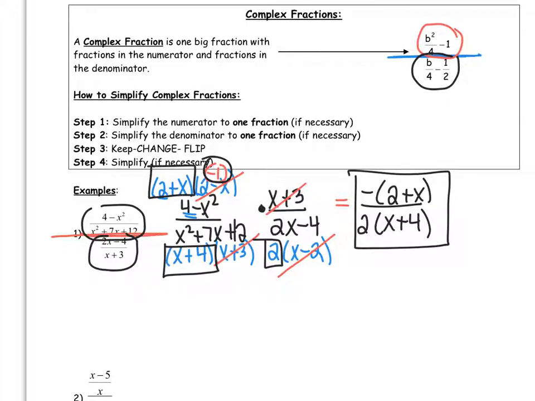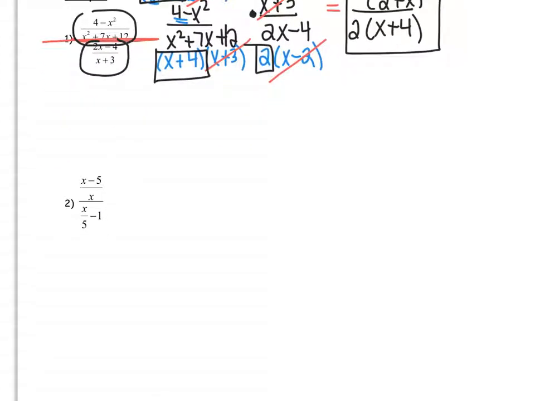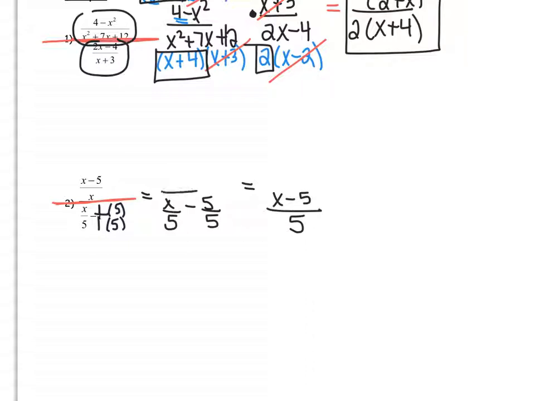Okay, let's do an example now where the numerator and denominator are not already one fraction. Like example number 2. In example number 2, the numerator is one fraction, right, if this is the fraction bar. So the top's good, but the bottom is not. So I'm going to change this 1 to say 1 over 1. And now I'm going to focus my attention on just the denominator. And it looks as though in order to subtract these, I'm going to need a common denominator. So this needs a 5 and this needs a 5. So this becomes x over 5 minus 5 over 5, which then becomes x minus 5 all over 5. So what I just did was I simplified this denominator into one pretty fraction.